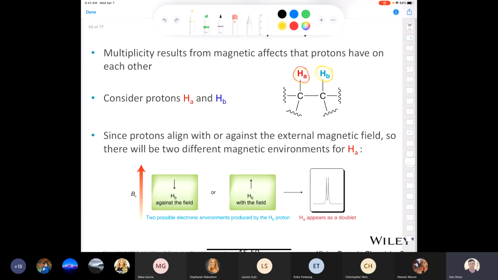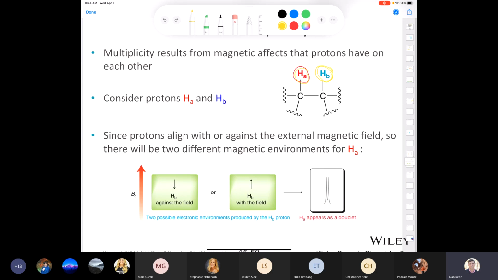What does that mean? That means HA is going to exist in an environment where sometimes it has the effect of HB going with the magnetic field, which is going to cause a de-shielding effect. And then sometimes HB is going to be going against the magnetic field, which is going to cause a shielding effect, sorry. And so we end up with two different environments, and thus we end up with two different signals. Give me a thumbs up if that makes some sense to you.